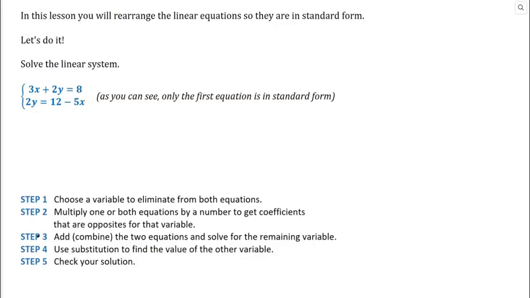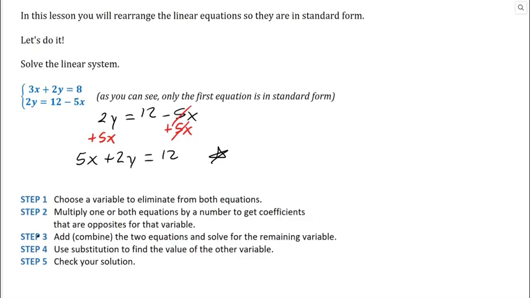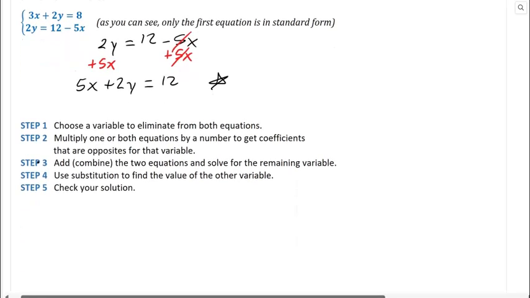So let's do that. 2y equals 12 minus 5x. We've got to get that x term to the other side. So I'm going to add 5x because that's how I can move it. Got to add it to both sides. So that cancels out over there. And on this side now I have positive 5x plus 2y and just 12 on that side. Now it's in standard form. Yay, right? Standard form.